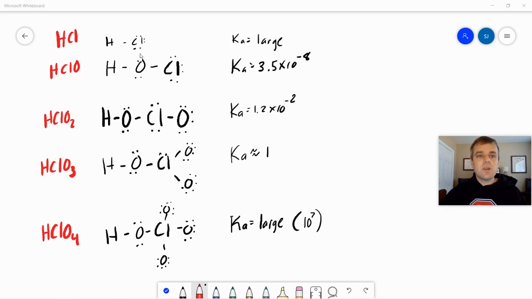We have hydrochloric acid, which has a very large Ka because this hydrogen chlorine bond that we have is very weak and polar. Now, in these other acids here, these are oxyacids. Despite how the formulas may be written, the hydrogen is connected to an oxygen. Then you have a chlorine, and then if there's other oxygens, the other oxygens are attached after that.